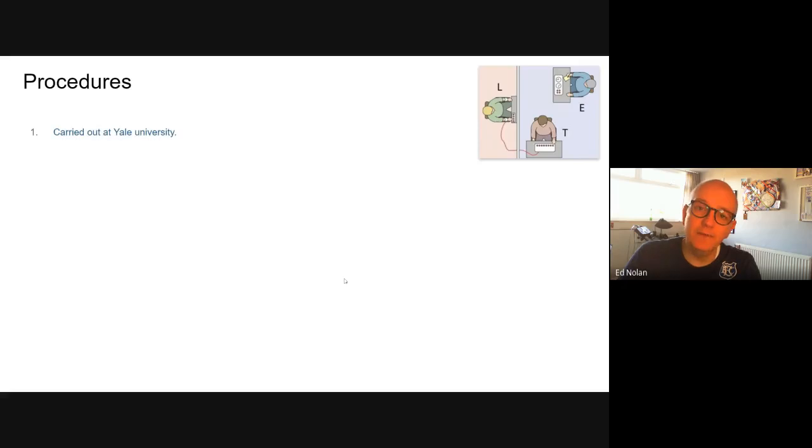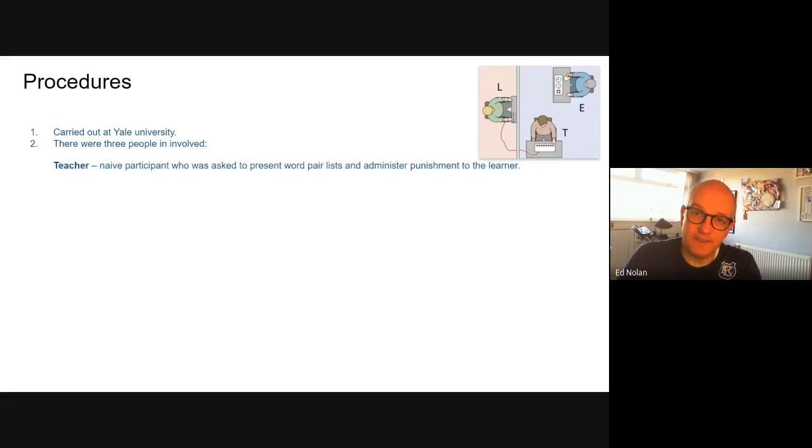It was carried out at Yale University, which is a very prestigious university in the United States. It's very similar to Oxford or Cambridge here. There were 3 people involved in the study. The teacher, who was the actual participant. If you have a look at the diagram on the top right hand side, you've got the teacher who stood in front of this machine where he had to press buttons. You saw a picture of the machine at the beginning, the electric shock generator.